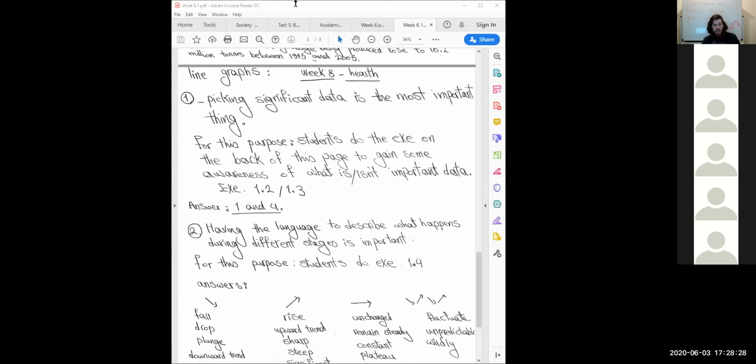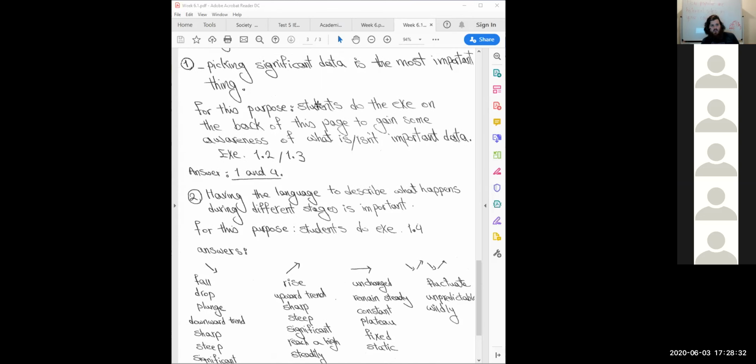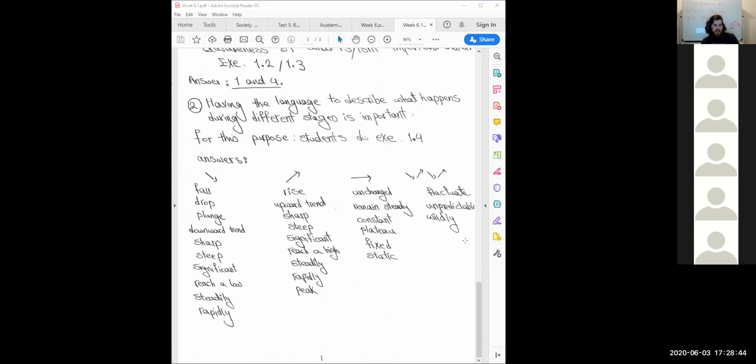Okay, so again here, guys, this is just a little bit of an extension here on line graphs as well. But the same thing goes for bar graphs as well. Picking significant data is very important. So for example here, having language to describe what happens during different stages is important.